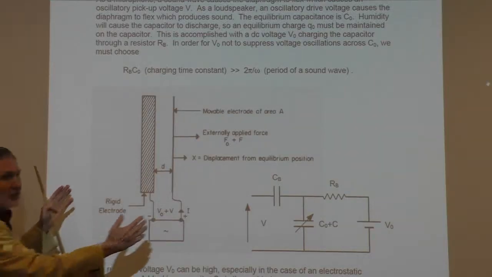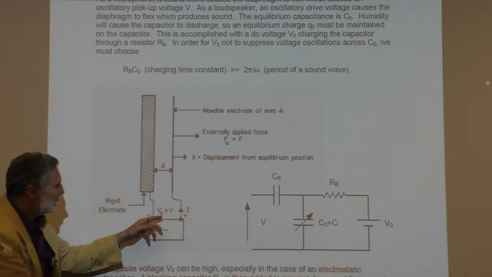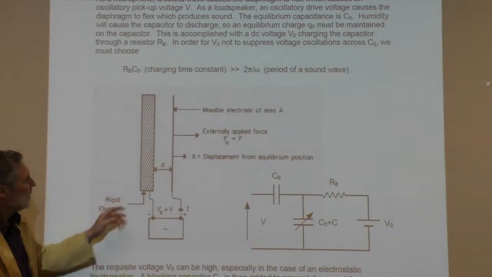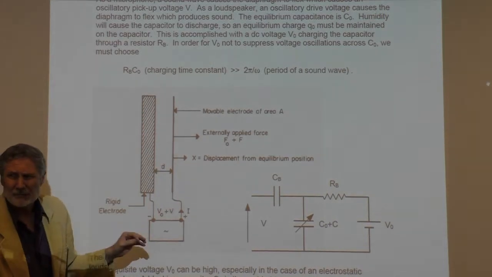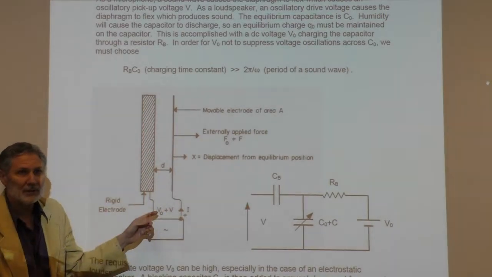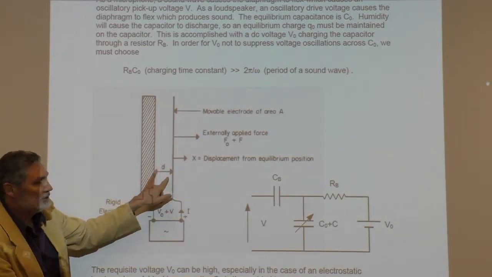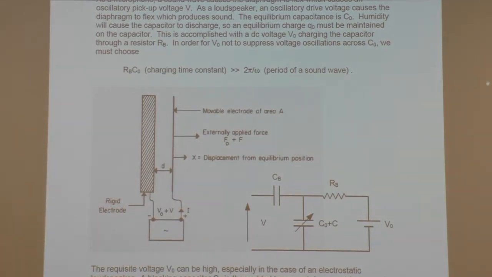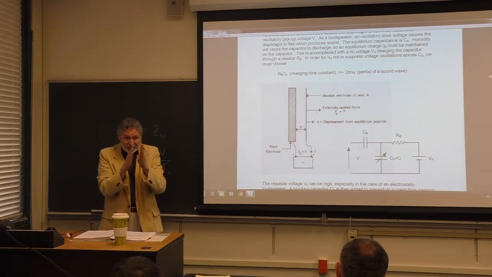So now a sound wave's coming in. In this case, we're not going to drive it. We do need to keep the charge on there. That's a problem. I'm going to talk about that in a minute. So we assume we have this charged capacitor. A sound wave comes, causes this thing to flex. And if the charge stays the same, what happens to the voltage between here?